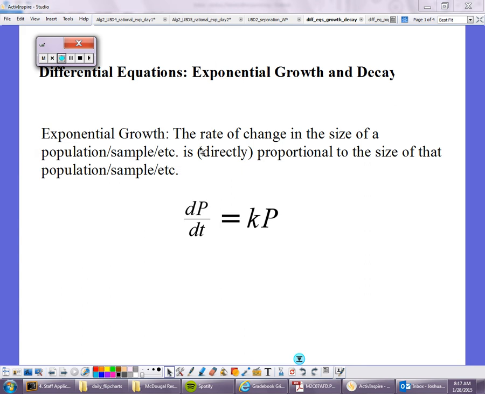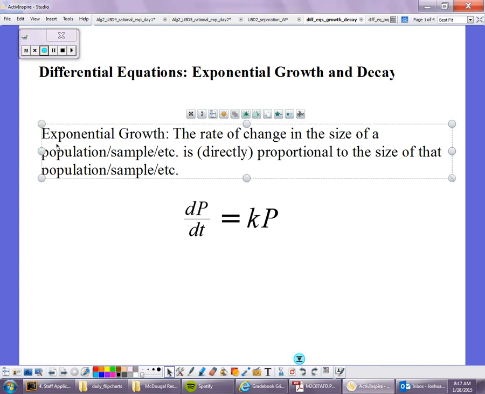All right, in this video I'm just going to give you a quick introduction to one of the main applications of differential equations, which is exponential growth and decay. You can see this all over the place in engineering, physics, biology, sociology, I mean anything. So the key thing is this idea of exponential growth.